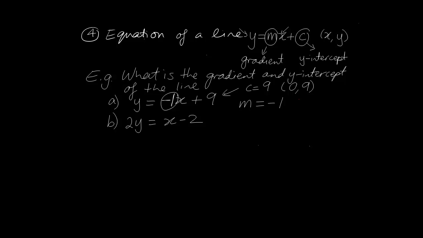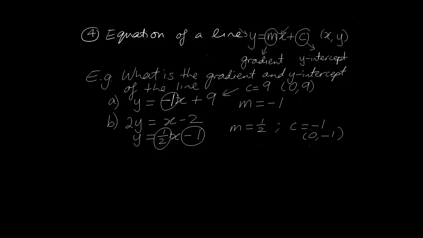So to get the y on its own, I would divide through by 2. So what I'm going to do is divide the whole equation through by 2 so that I get the y on its own. So instead of x, I would have half of x. Okay, instead of negative 2, I would have negative 1. This now is in the form y equals mx plus c, so I just need to pull out the m value as well as the c value. So in this question, the gradient would be a half, and your c value is going to be negative 1, which means the line is going to cut the y-axis at the point 0, negative 1.